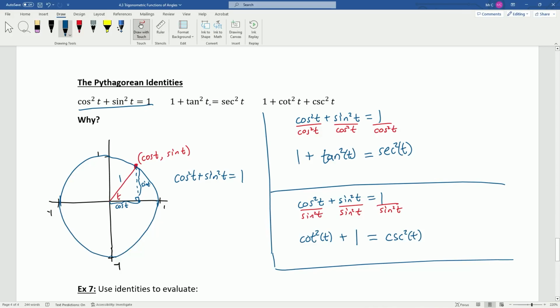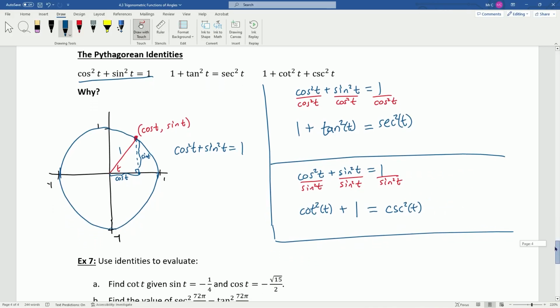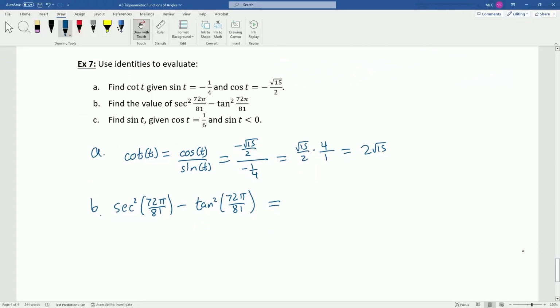1 plus tangent squared of t equals secant squared of t. But that's the same thing as saying 1 plus tangent squared of 72 pi over 81 equals secant squared of 72 pi over 81, right? That's just my Pythagorean identity. It's true for any angle, so it's certainly true for this angle. So I'm just going to take this and substitute it in place of secant squared.